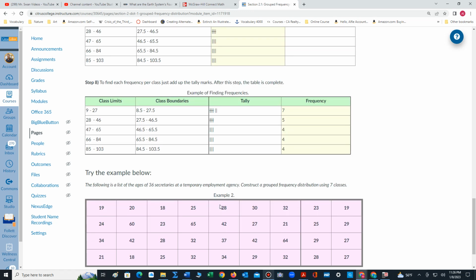And then finally, to find the frequencies, just add up the tally marks. The first tally is 7, second tally is 5, third is 4, fourth is 4, and finally the last is 4. So the frequencies are 7, 5, 4, 4, and 4. And so that is how we construct a grouped frequency distribution.